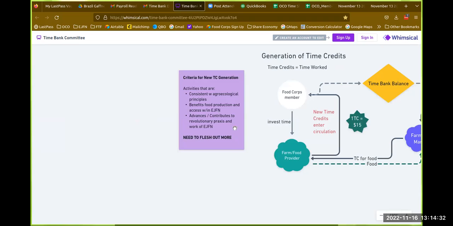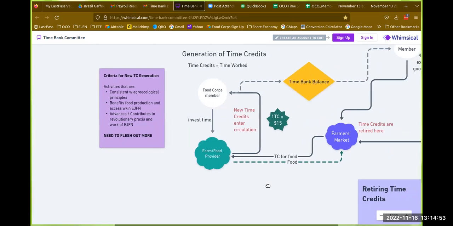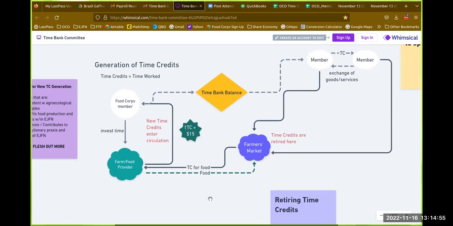This is also obviously a work in progress. So we need to flesh it out more, but this is the bare bones of, I guess, the principles behind which new time credits can be created. Questions, comments? Okay. So I'm going to stop the share there, and should I just jump into the Airtable?